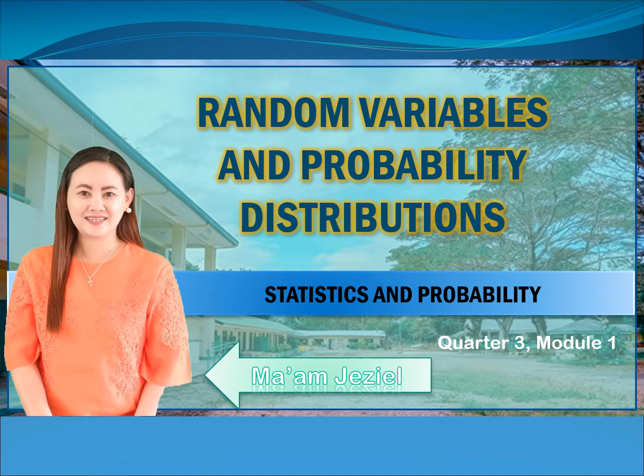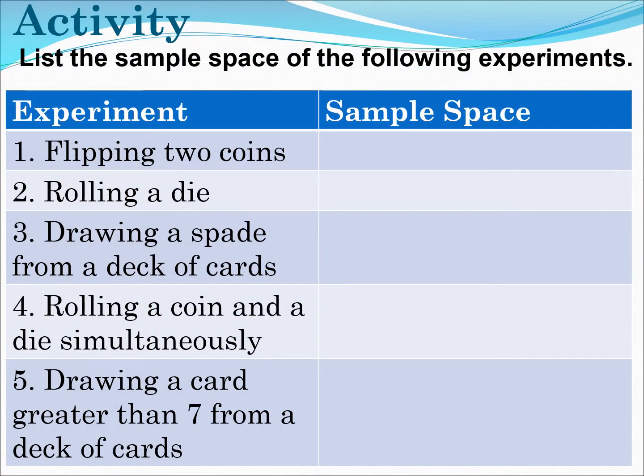For Module 1, Quarter 3, we have the topic random variables and probability distributions. So let's find out what random variables and probability distributions are all about. Let's start the discussion with this activity. List down the sample space of the following experiments.